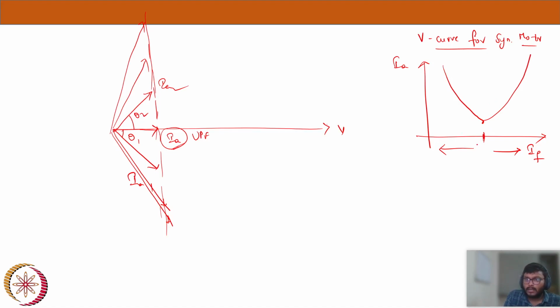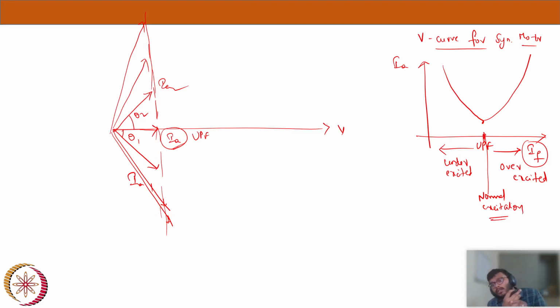Now this is unity power factor, and this is over-excited. This won't change, over-excited, under-excited, because increasing IF is over-excitation. Excitation we are actually increasing. Reducing IF means under-excited condition. So usually this point is called normal excitation. That's the term they use. Normal excitation means neither over-excited nor under-excited, the operating point where it is the unity power factor.